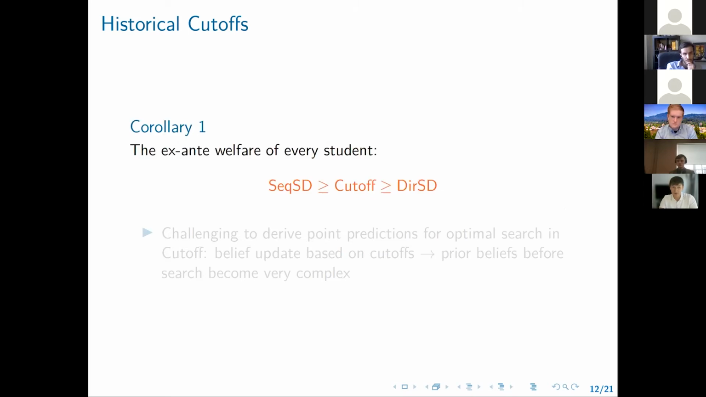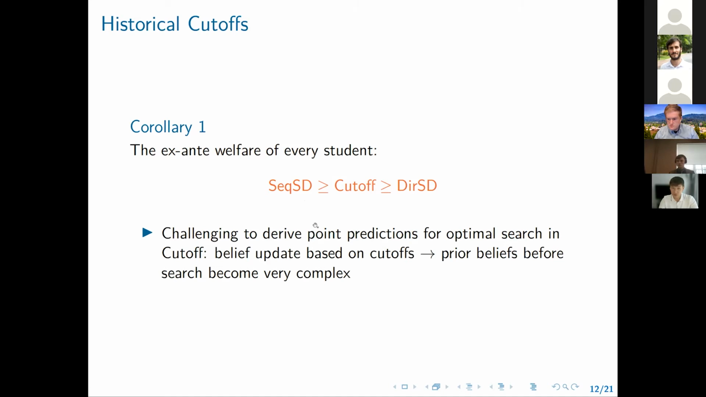And we have a very weak result, but it's a corollary where we know that the welfare and the cutoff should be exactly in between direct serial dictatorship and sequential serial dictatorship. So in the worst case, where cutoffs are very noisy and people, of course, have equilibrium belief about their informativeness, cutoffs cannot do worse than direct serial dictatorship, right? Because people are rational. In the best case, where cutoffs are precisely the same as last year, right? So they're super informative. Students receive exactly the same information as in sequential serial dictatorship.